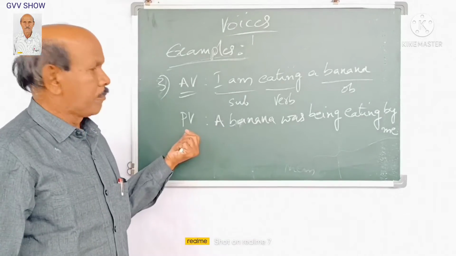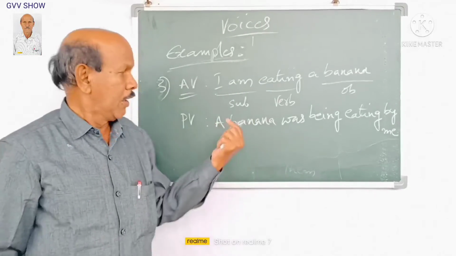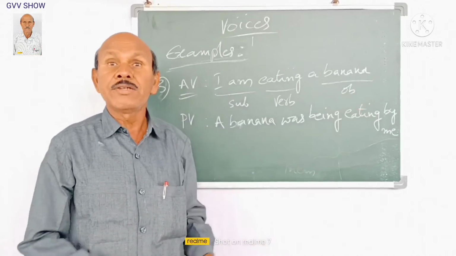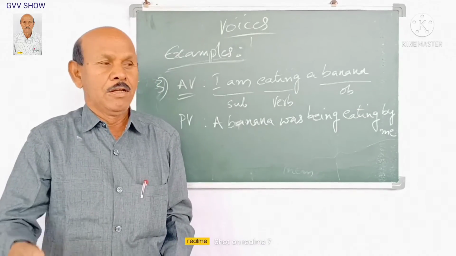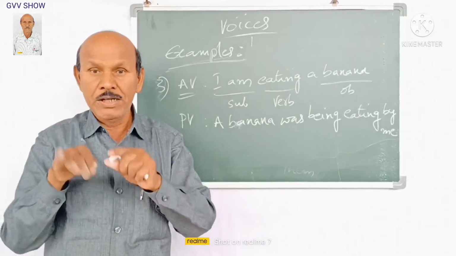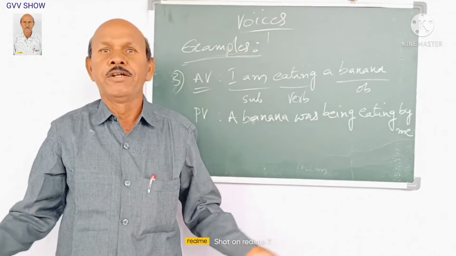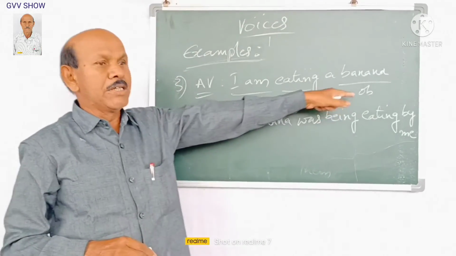తింటున్నాను means still he is eating. So దాన్ని మనం ఏం చెప్పాలి passive voice లో, when it comes to passive voice, a banana was being eaten by me, నా చేత తినబడుతున్నది. అరటి పండు నా చేత తినబడుతున్నది. స్టిల్ నేను ఇంకా తింటున్నా, నాట్ కంప్లీటెడ్. సో దట్స్ వై ఏ బనానా వాజ్ బీయింగ్ ఈటన్ బై మీ.